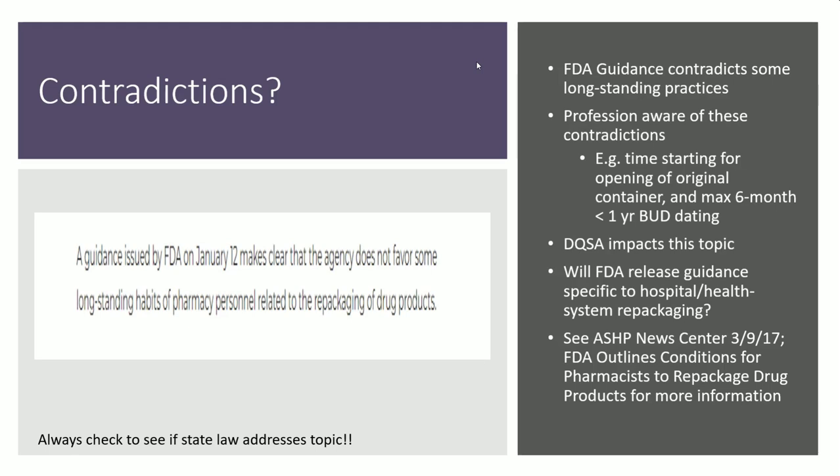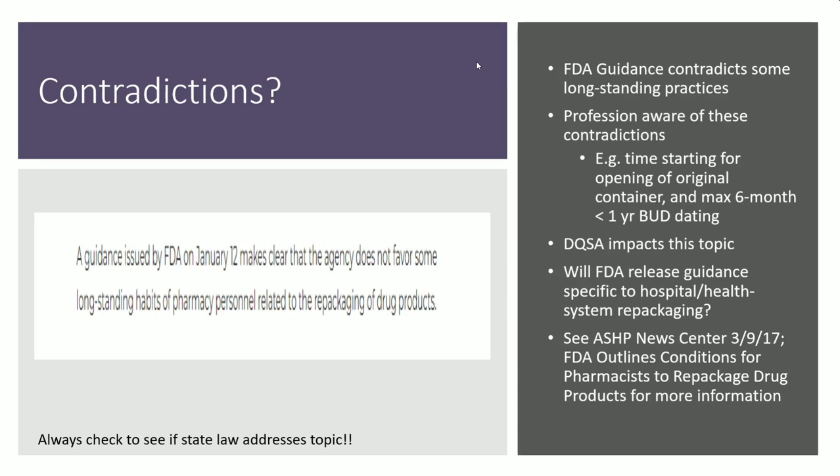Two examples: as I just mentioned, when you first open up the original container, you go 6 months from there. That's not what pharmacy practice was typically doing. It's when they took it out of the manufacturer's bottle and repackaged it that the 6 months started, or when the time frame started. But maybe the manufacturer's bottle was already open for a couple of weeks or something like that. The other thing is where the FDA says 6 months, pretty much across the country the well-known standard was 1 year or the expiration date, whichever is sooner.